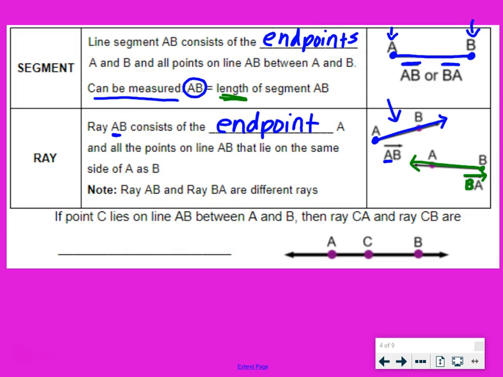If point C lies on AB between A and B, then ray CA and ray CB are opposite rays. You kind of see it? If C is the middle, you have ray CA going that way, and then you'd have ray CB going that way. They go in opposite directions, so they're opposite rays. And they put together to make a line.